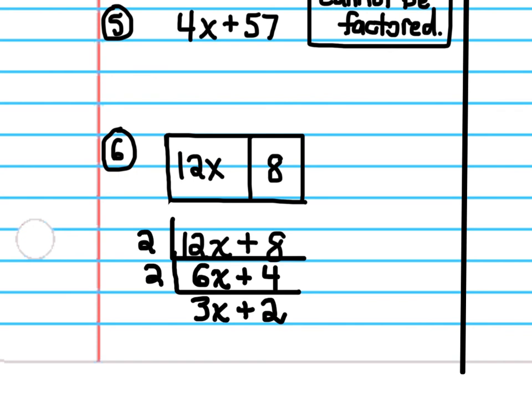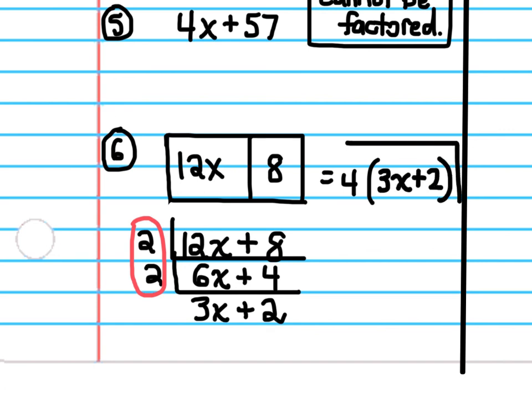Now to factor this out, the numbers in your tower, you have to combine those. Just make sure they're combined. So that's going to be 2 times 2, which is 4. So this factors out to 4, and then in parentheses you're going to put this sum, 3x plus 2. So you have 3x plus 2, and then this is your solution.